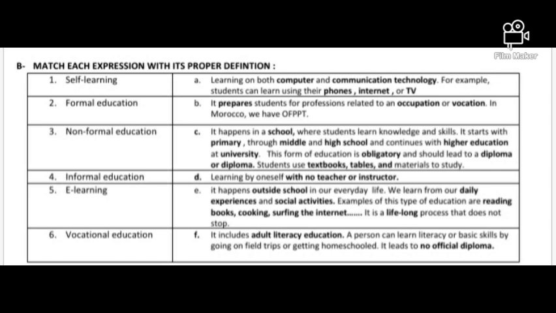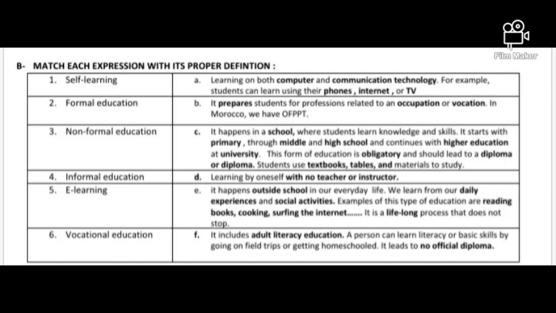E, it happens outside school in our everyday life. We learn from our daily experiences and social activities. Examples of this type of education are reading books, cooking, surfing the internet. It is a lifelong process that does not stop. So we learn through experiences and social activities. So this is informal education.